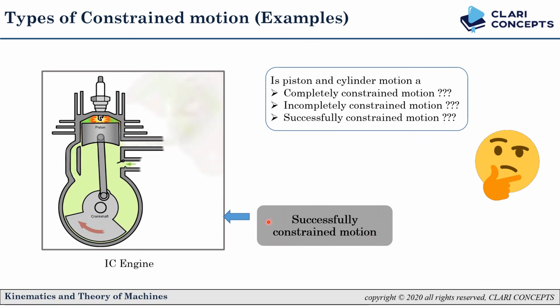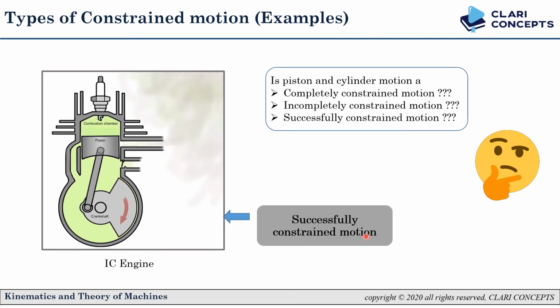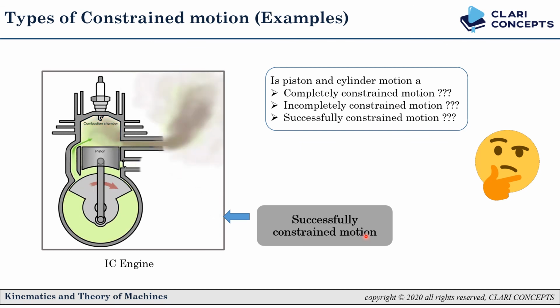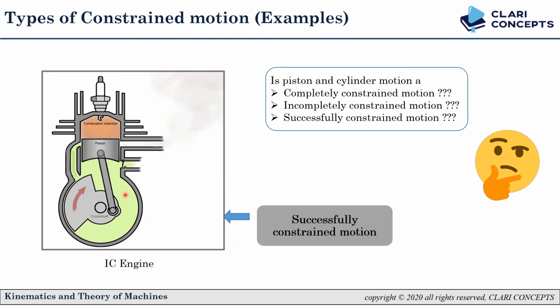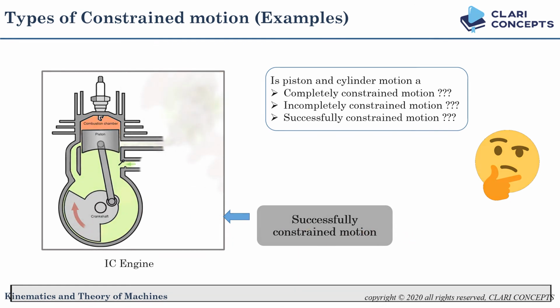Whenever I say successfully constrained motion, at that time the two links are not complete. That means the motion is not completed by itself. We have to make some external arrangements. Then it will be completely constrained motion. Therefore, we have to call it successfully constrained motion. Right?